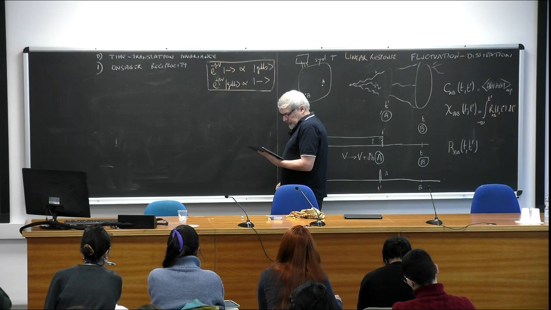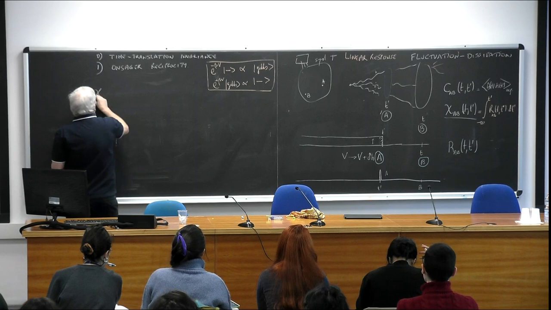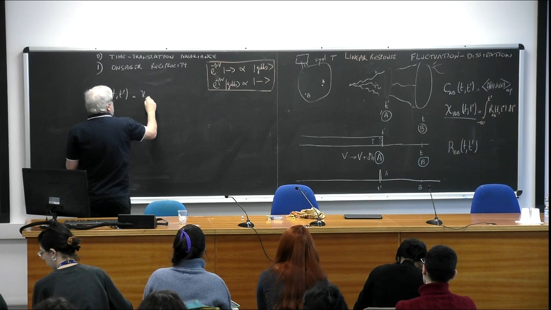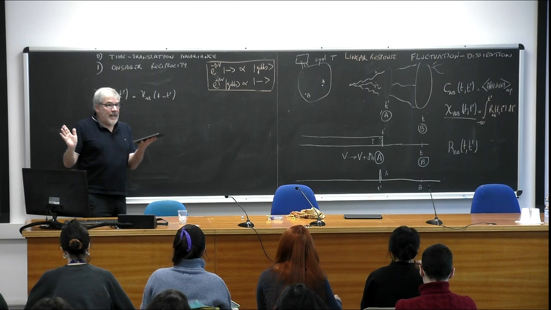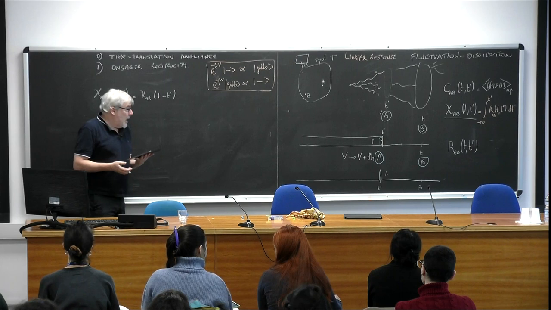So, we want to calculate this guy, no? So first thing we have to bear in mind is that chi AB of T, T prime is going to be chi AB of T minus T prime, because if you translate both times, the experiment, because you're in equilibrium, is exactly the same. And now remember what chi is.